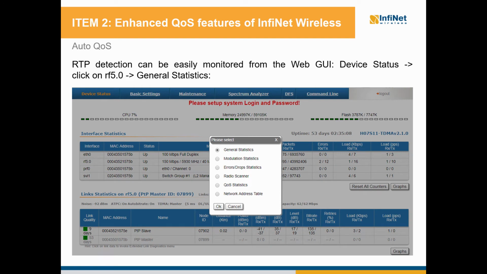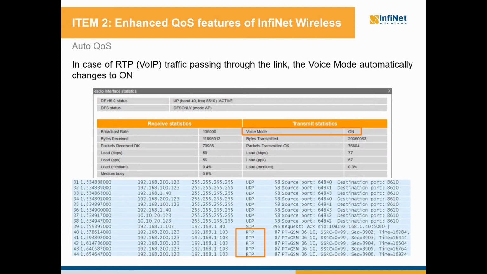RTP detection can be easily monitored from the web interface. You must go to Device Status, click on RF50, and then choose General Statistics. In case there is RTP traffic passing through the link, the voice mode will be automatically changed to on.